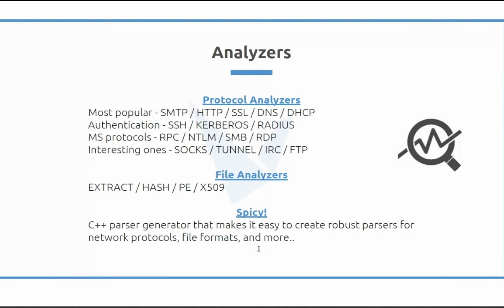File extraction is one of the very popular and commonly used file analyzers in Zeek, and people take a lot of advantage of file extraction by Zeek. It can extract the files for you on the network or on the wire it is seeing. It can hash the file, and it can produce the hashes of the file if it is seeing the complete file transfer on your network. It is also capable of doing the PE analysis and X509.